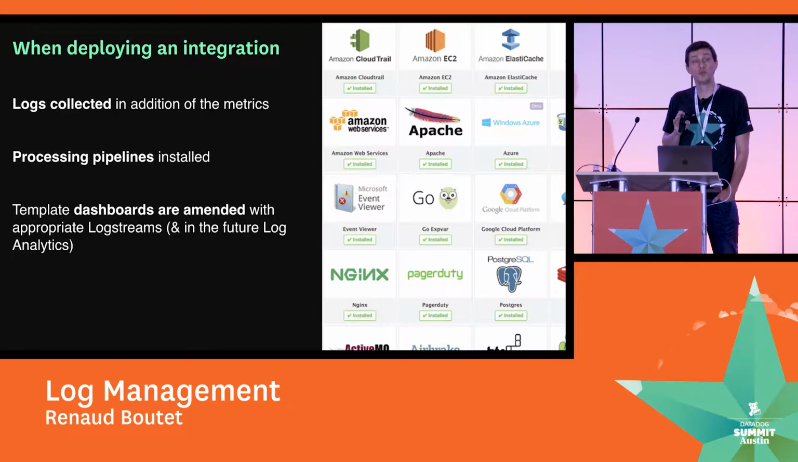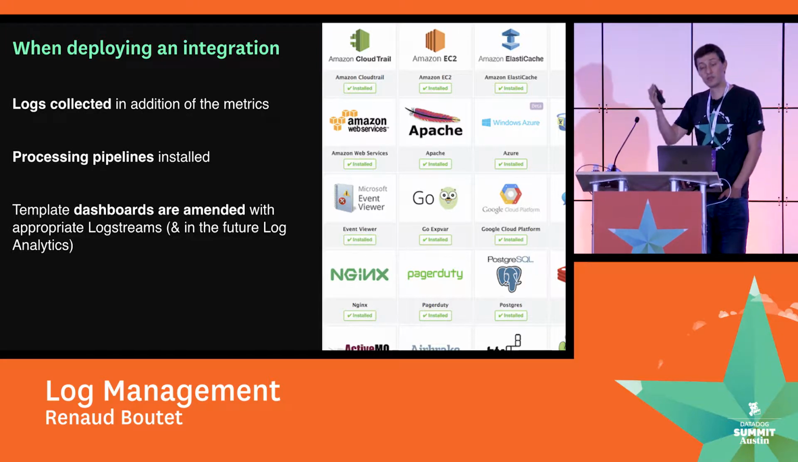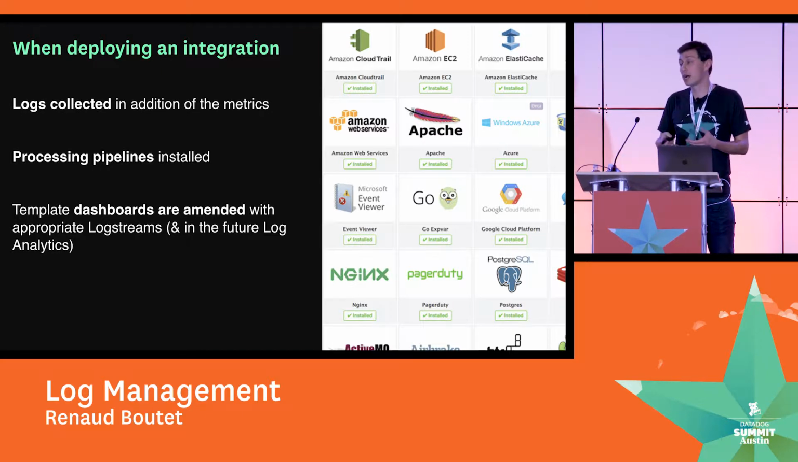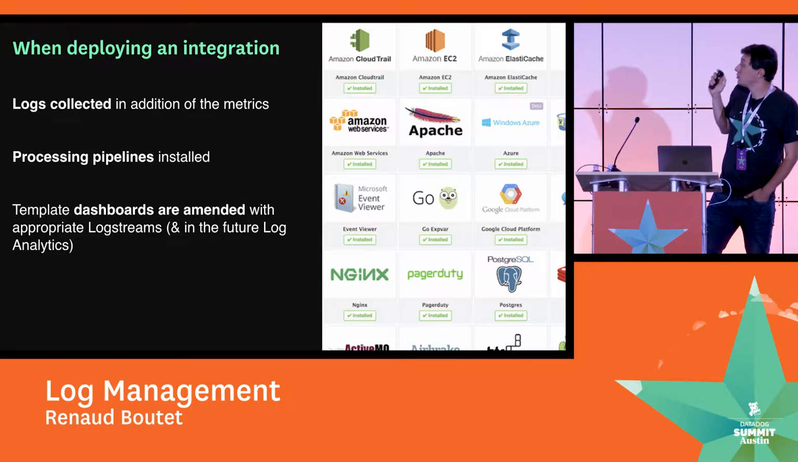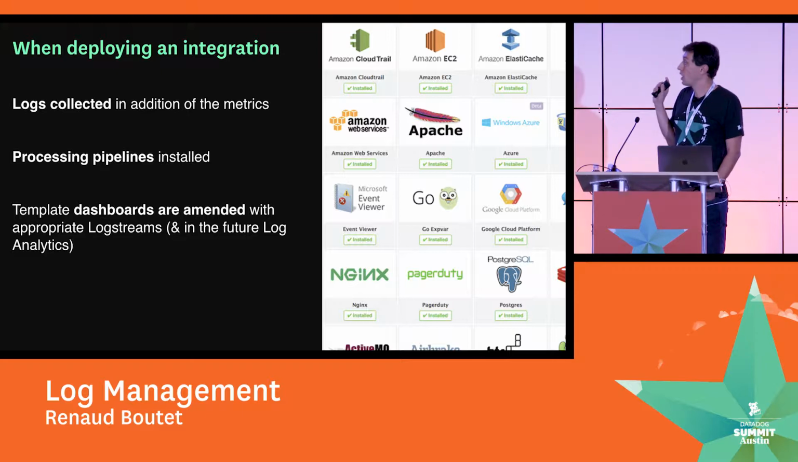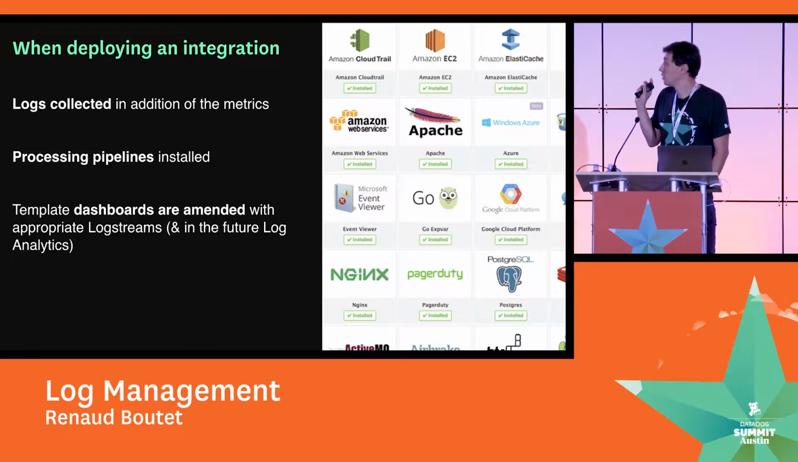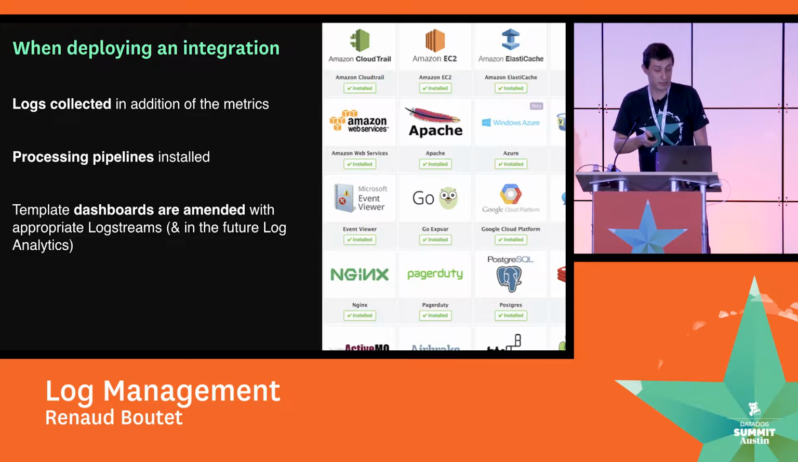Processing pipelines are going to be installed at the same time. The processing pipelines are going to run on the cloud, which means that you can push raw logs and enrich, tokenize, do some GeoIPs, extract the user agents and the web browser, etc., directly from the raw logs. And also, in the near future, we are going to amend the template dashboards to have the most appropriate log stream in them. So that's what we do.